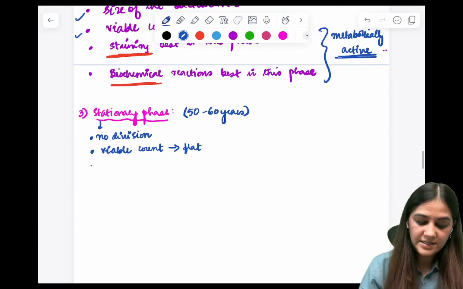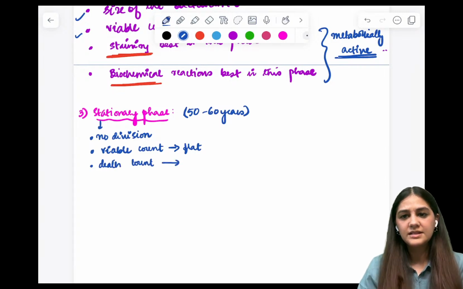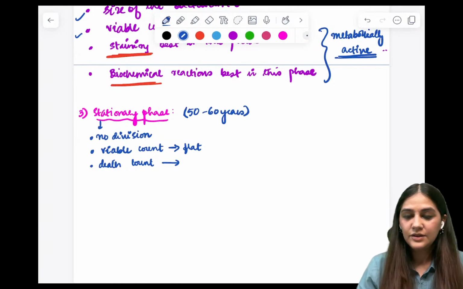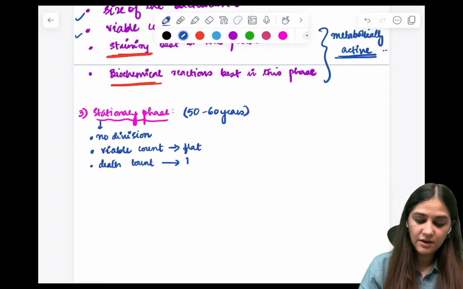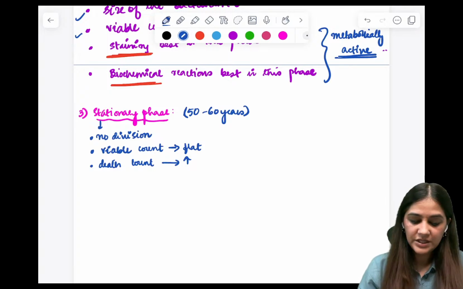ठीक है? What is happening to the death count? So, are people dying when they're 50, 60 years? Yes, there are few people who are dying, right? So, why death count is going to increase here. So, there are few people who are going to die, right? So, death count is going to increase here.